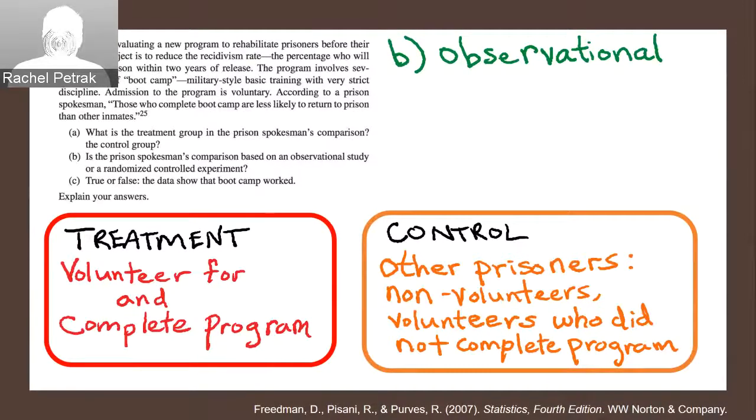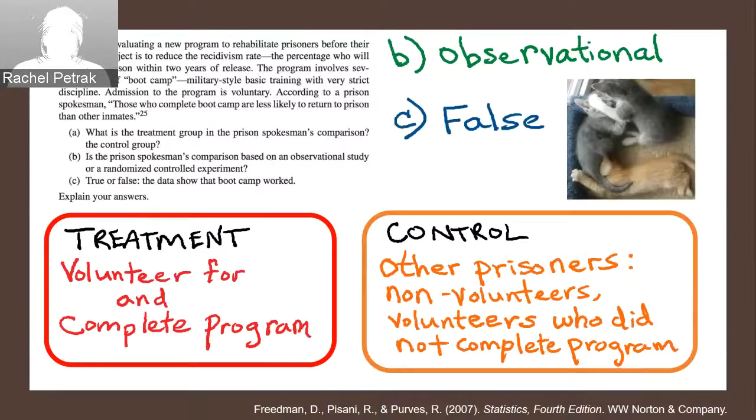Well, that statement is true, sure, those who completed boot camp were less likely to return to prison than other inmates, but that doesn't mean that the boot camp worked, okay? Because this was an observational study, so item C is false. The data didn't show that the boot camp worked. It just showed that the participants who completed the boot camp are less likely to return to prison.